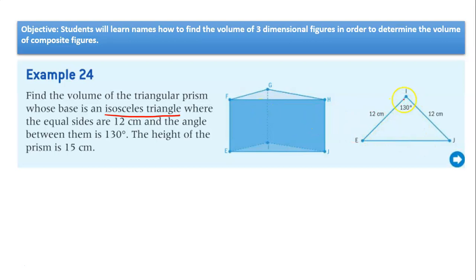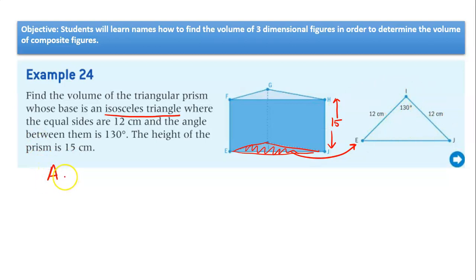So they drew this triangle EIJ, which is just this base triangle here. They drew it over here better for you so that you can see where the sides are that we know and the angle that we know. And then the height, they said, is 15. That's this here. So again, to find the volume of a prism, you're finding the area of that base and then taking it times the height. So we need to find the area of this triangle first.